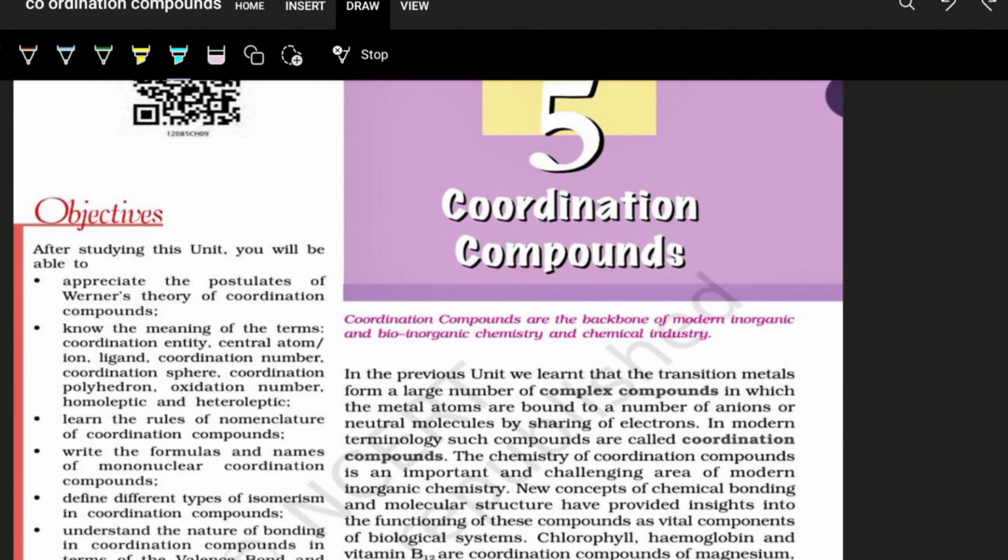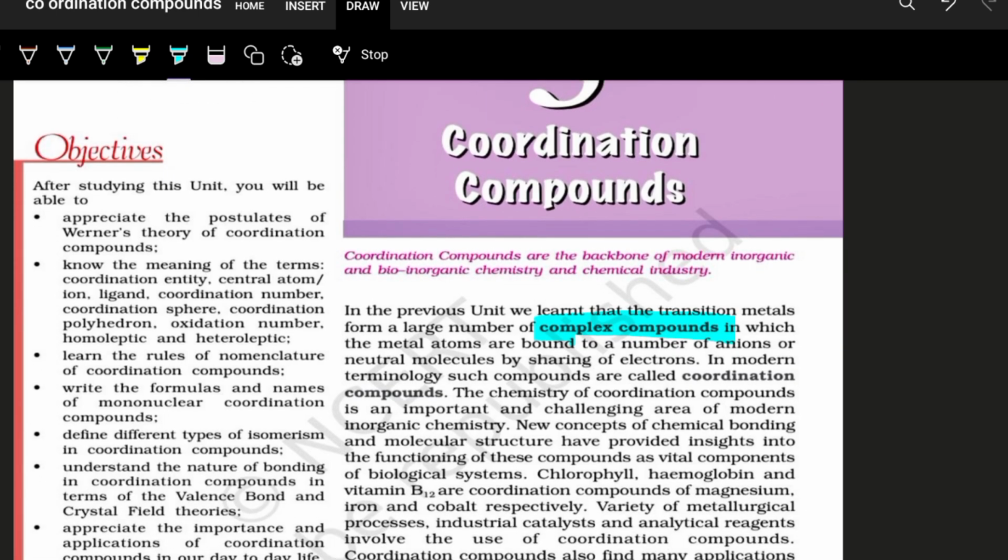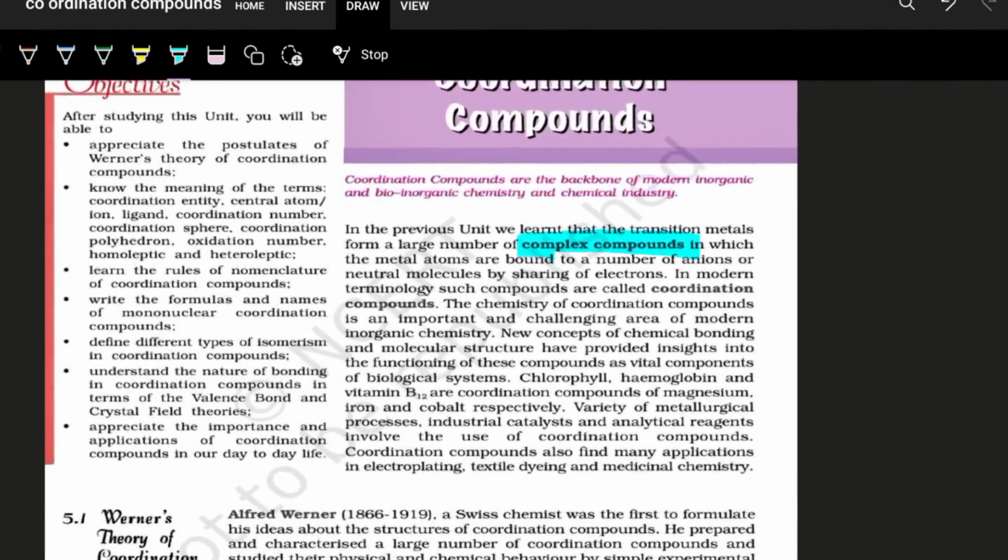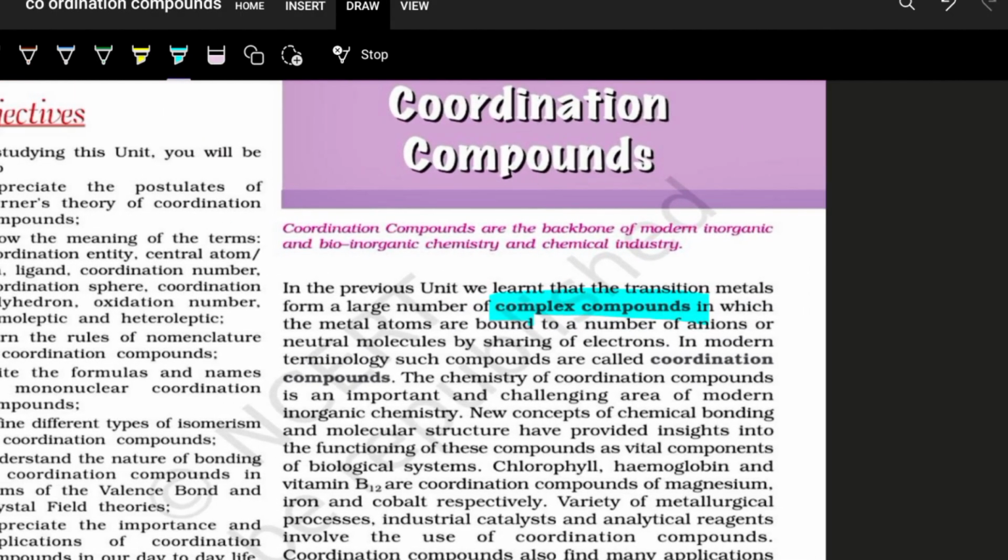This is Unit 5 of Class 12, which is coordination compounds. There are two types of compounds: one is complex compounds and the other is double salts. When we compare them, we generally compare them simultaneously.